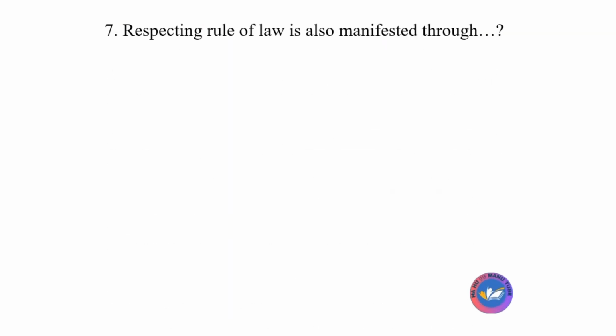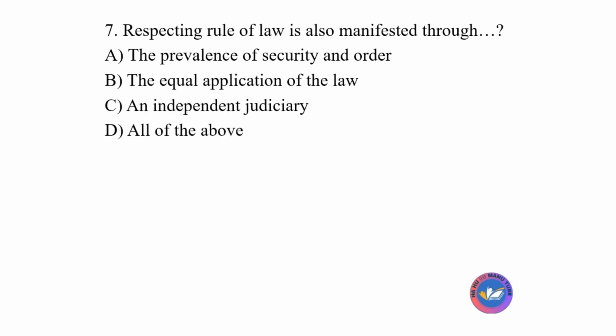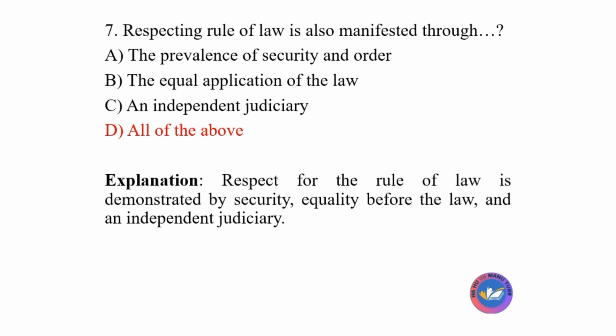Question number 7. Respecting rule of law is also manifested through A. The prevalence of security and order. B. The equal application of the law. C. An independent judiciary. D. All of the above. The answer is all of the above, because respect for the rule of law is demonstrated by security, equality before the law, and an independent judiciary.